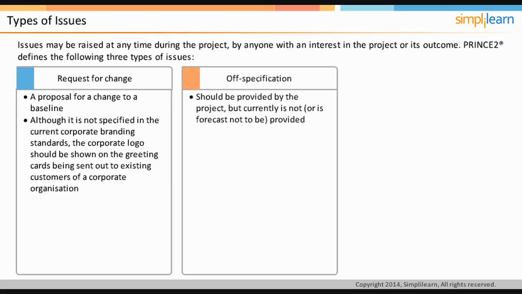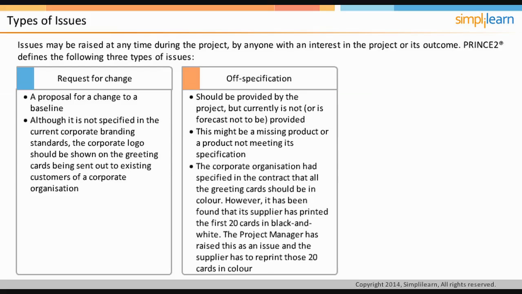Off specification is something that should be provided by the project, but currently is not provided or is forecast not to be provided. This might be a missing product or a product not meeting its specification. An example for off specification is that the corporate organization had specified in the contract that all the greeting cards should be in color. However, it has been found that its supplier has printed the first 20 cards in black and white. The project manager has raised this as an issue, and the supplier has to reprint those 20 cards in color.